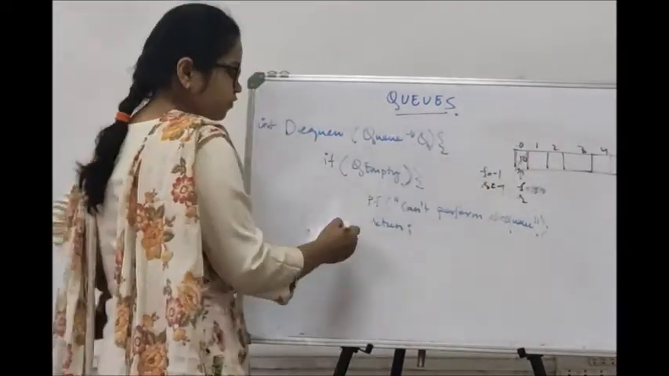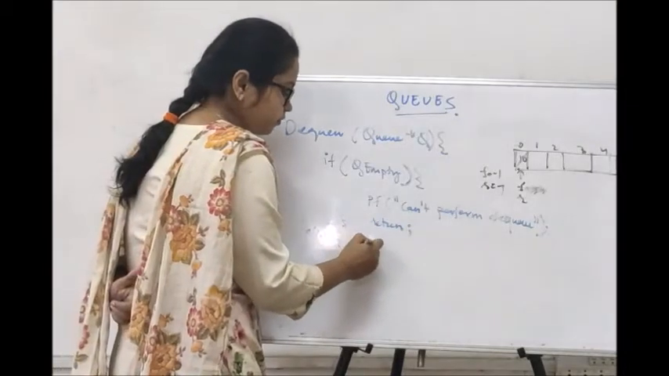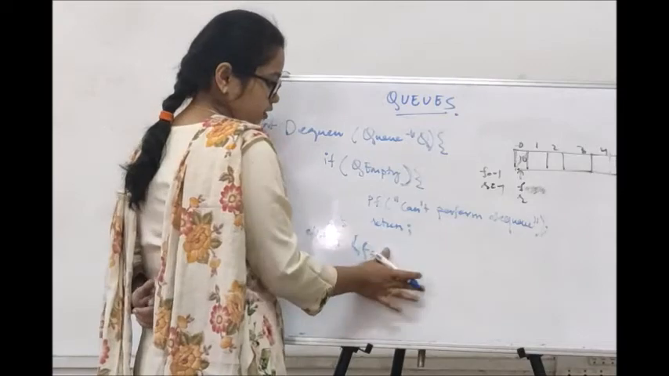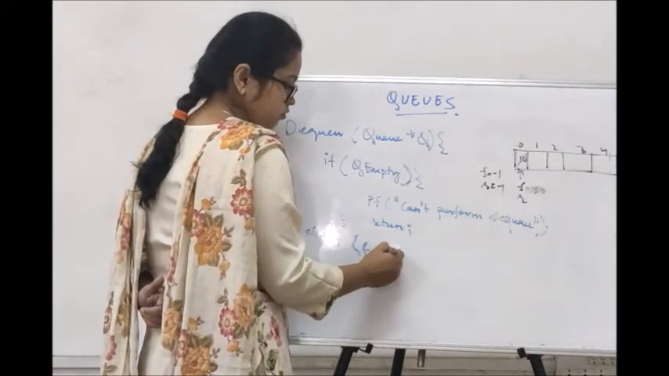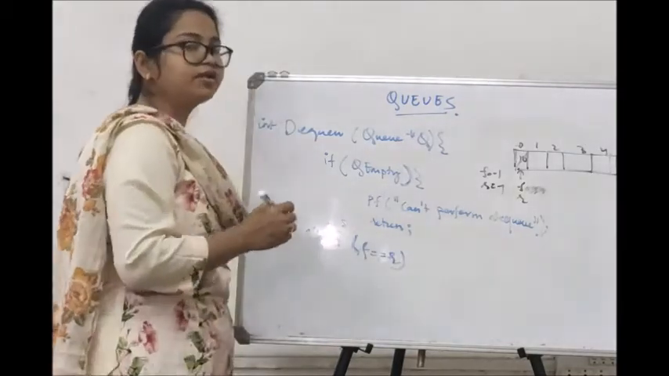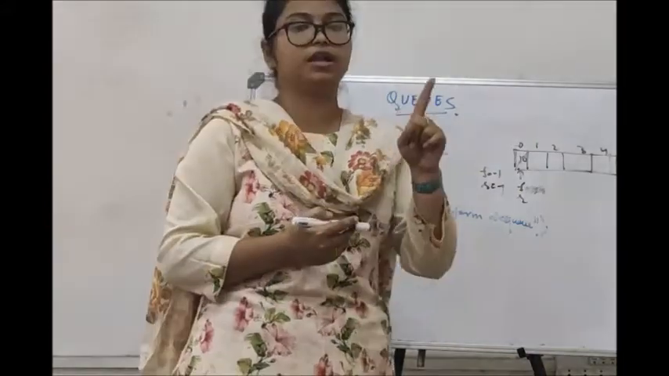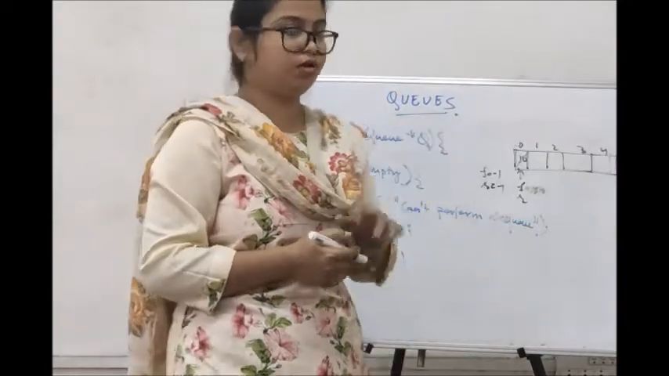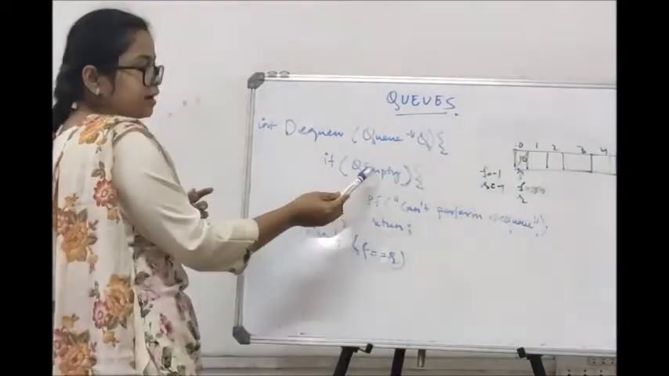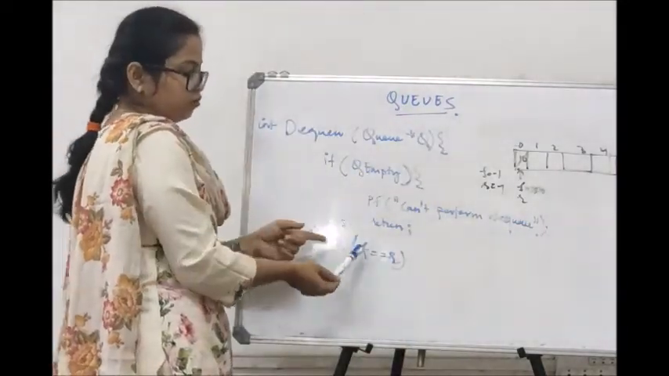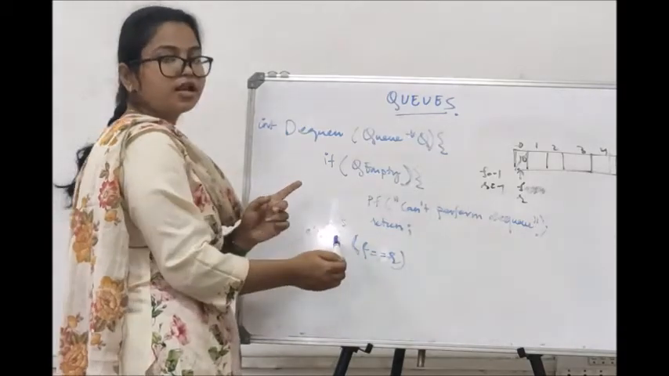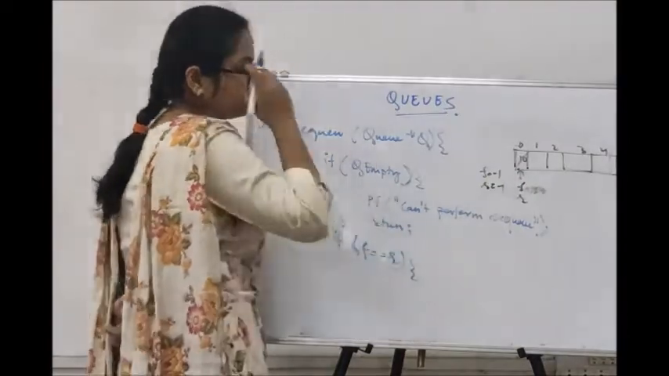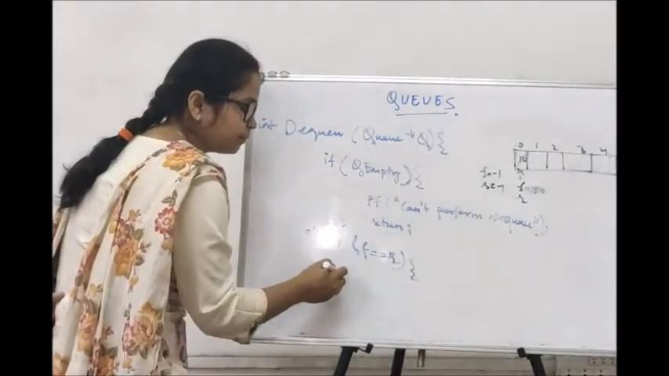So in that case, what we will write: if front equal to rear. When will front and rear be equal? When there is only one element, or if it is empty, only then front and rear will be equal. So if it is not empty, and still front and rear are equal, that means it has only one element. So in that case, what will happen?